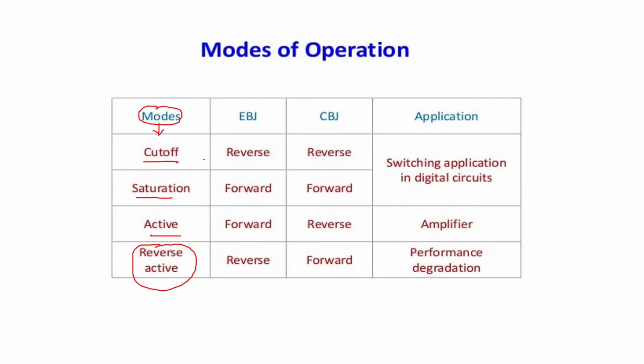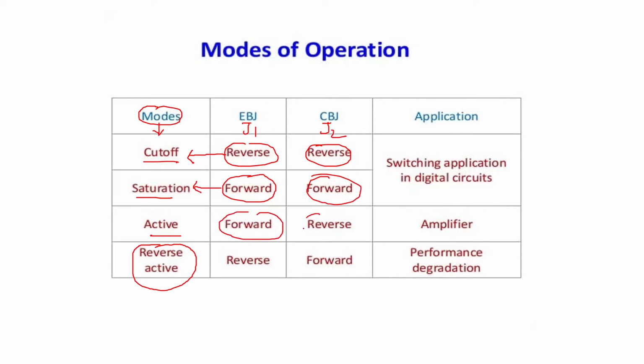For cutoff mode, we have seen that the first junction is between emitter and base, and the second junction is between collector and base. So if the first junction is reverse biased and the second junction is reverse biased, that means it is in cutoff mode. Similarly, when the first junction is forward biased and the second junction is forward biased, it is in saturation mode.